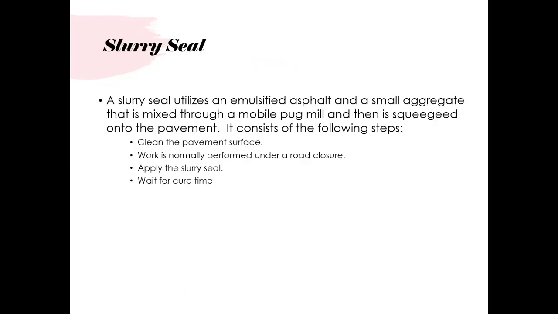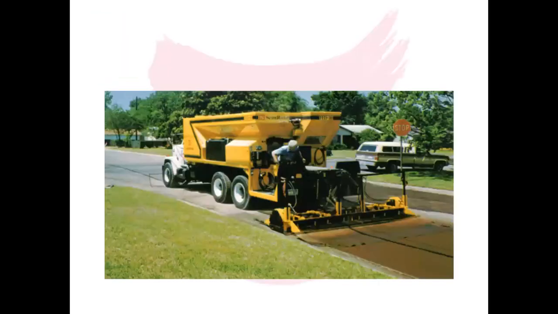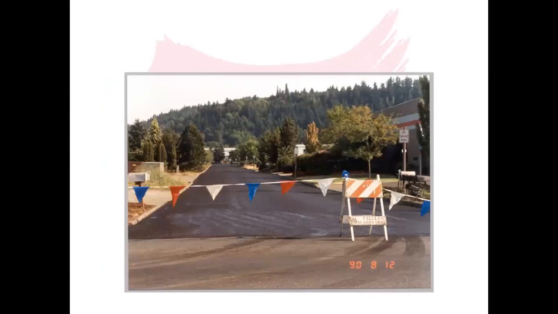So it's again the slurry seal. It's an emulsified asphalt and small aggregate that is mixed through a mobile pug mill and then is squeezed into the pavement. Clean the pavement surface, close the road, apply the slurry seal, and then wait for the curing time. This is an illustration of how it is being done. You have to close the road surface like this.